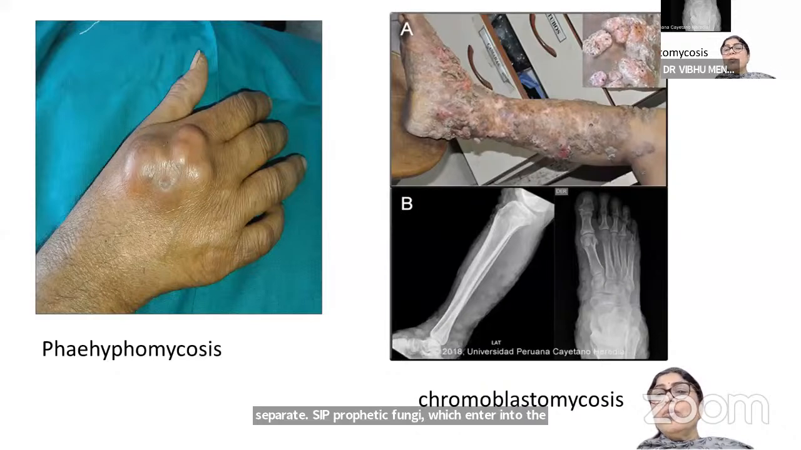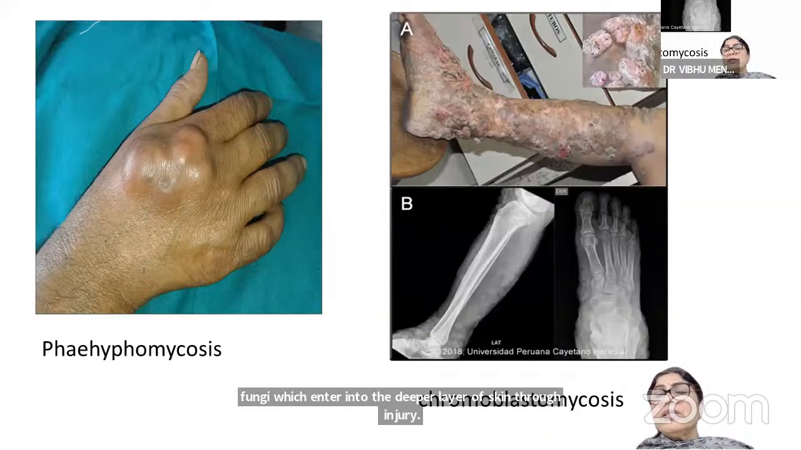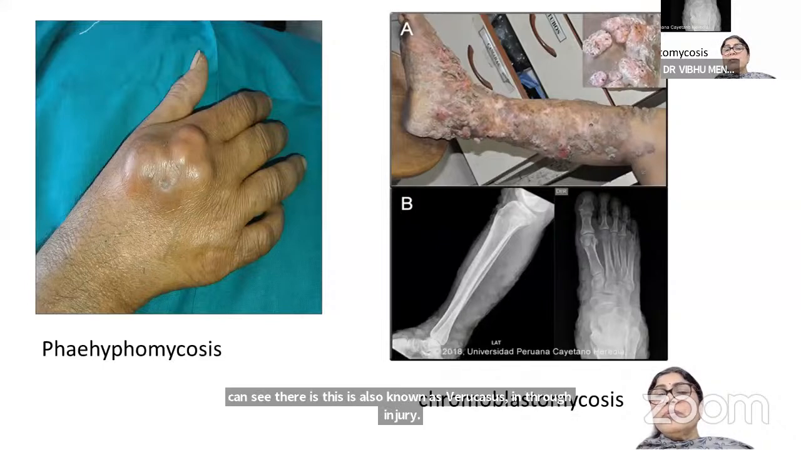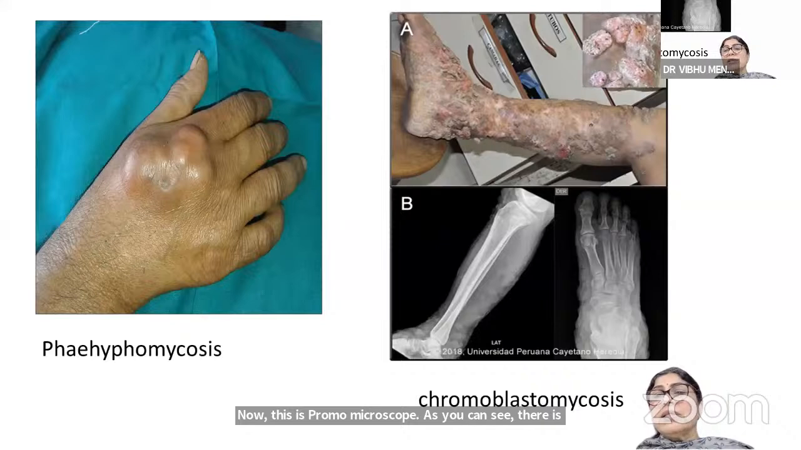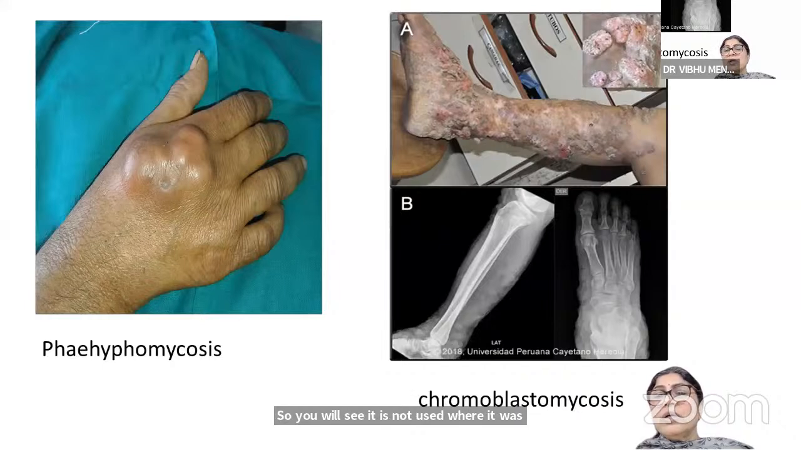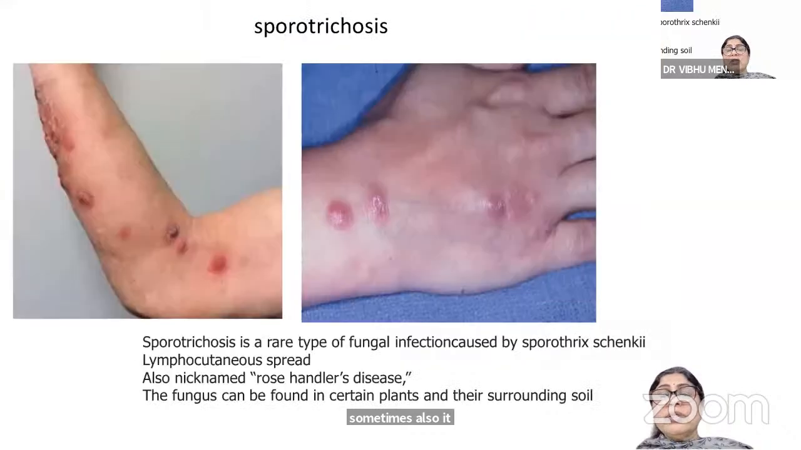Now, this is chromomycosis. As you can see, this is also known as verrucous dermatitis, and it mimics tuberculosis verrucosa cutis. It mimics warts when it is in the initial stages. So you will see these verrucous nodules, and sometimes ulcers also. It can involve the underlying bones also. This is just to show, but these are not generally seen in the OPD.